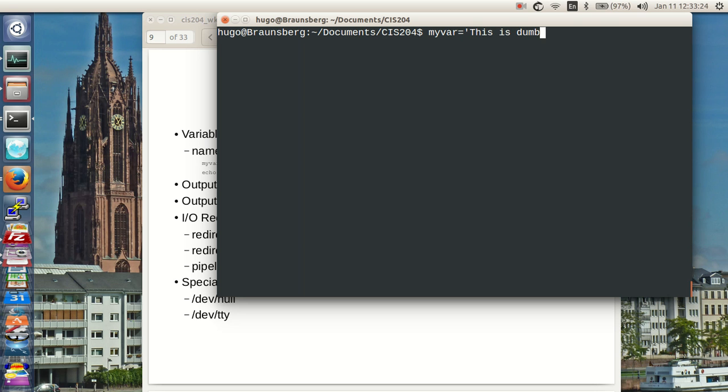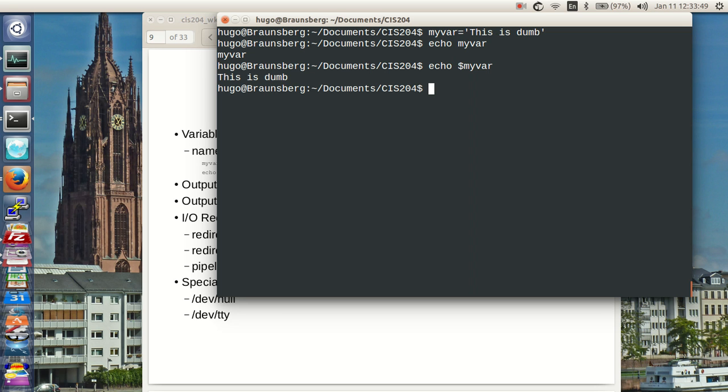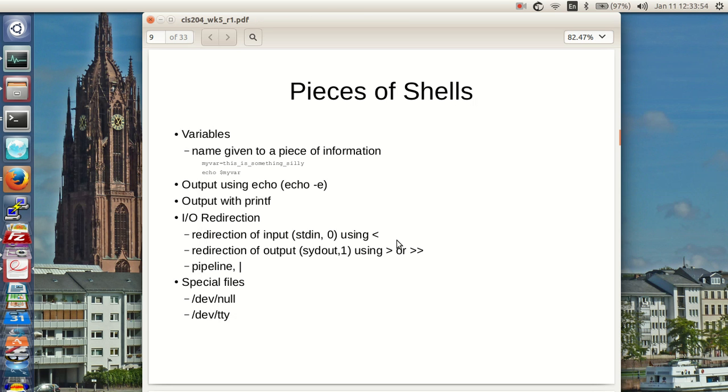Now, what did that do? If I use the command echo on myvar, what is it going to give me? It's going to tell me myvar. I said echo what I've given you, and I gave you myvar. Now, when I put a $ sign in front of myvar, I'm asking it to give me the contents of myvar. There you go. So here we've got that myvar equals "this is something silly." We echo $myvar and it gives me the contents of the variable myvar.